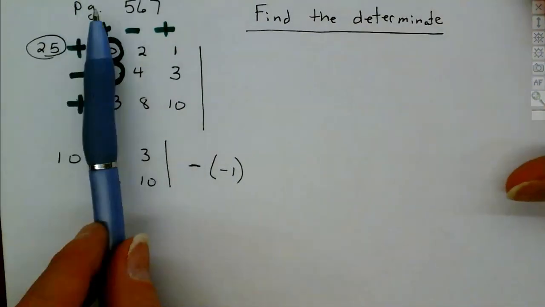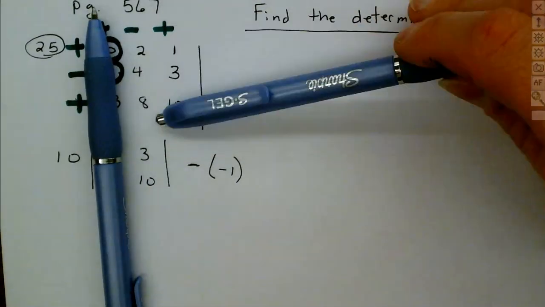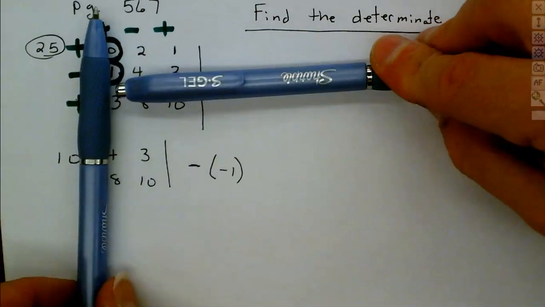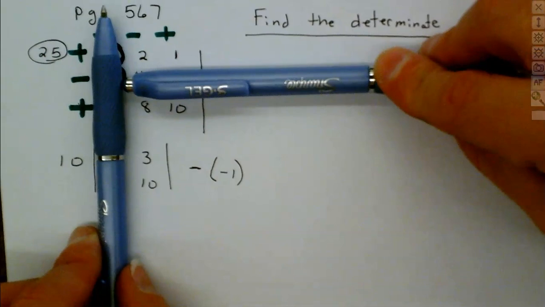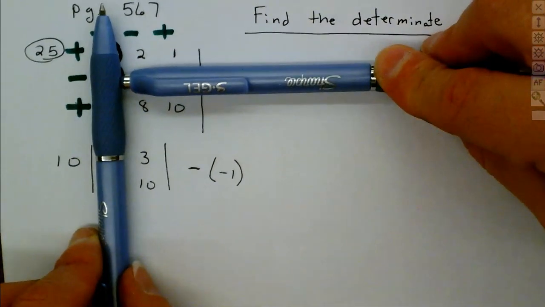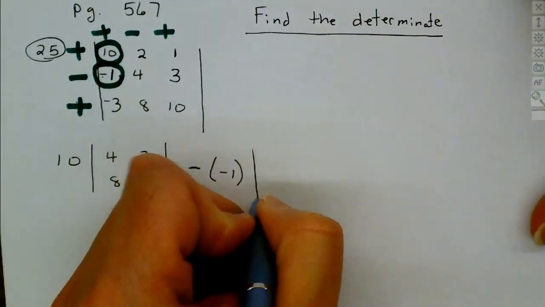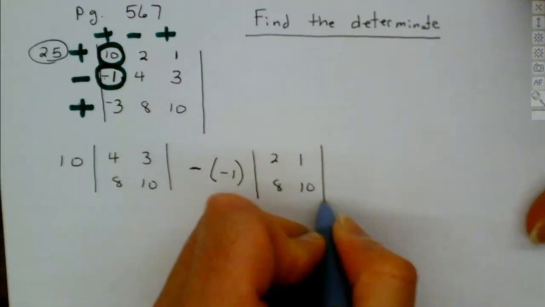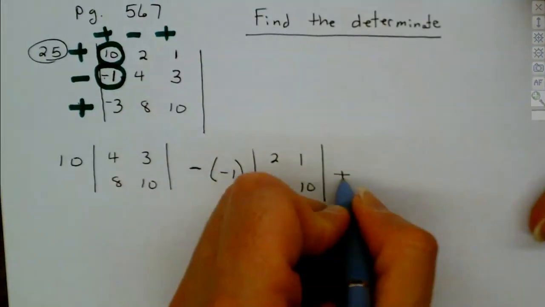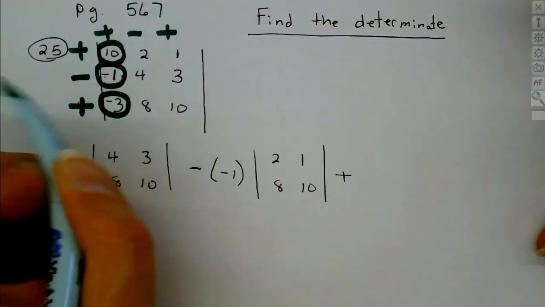Now, cross it out again. If I cross it out here, draw your lines through there. I don't want to draw lines because then we lose the matrix. But if I form them here, what's left over? 2, 1, and 8, 10. And the last one, we have a plus. And this is called cofactor expansion.